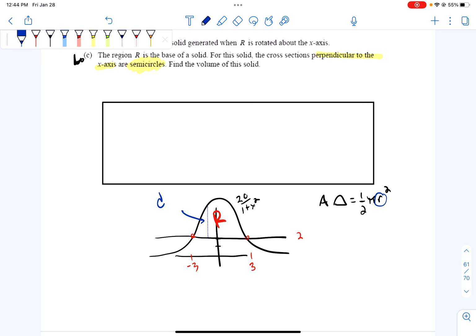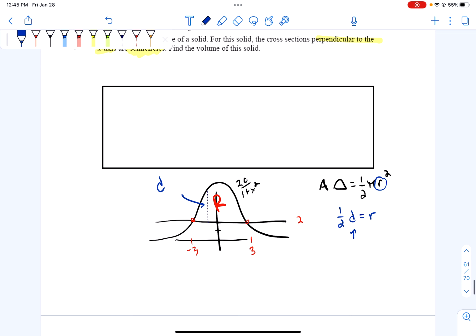The way that I do that, because 1/2 my diameter is what my radius is, and I'm going to be using diameter in my integral, so let's replace r with 1/2 the diameter. So my new formula, area of a semicircle, is 1/2 pi, and instead of radius squared, we're going to take 1/2 diameter squared.